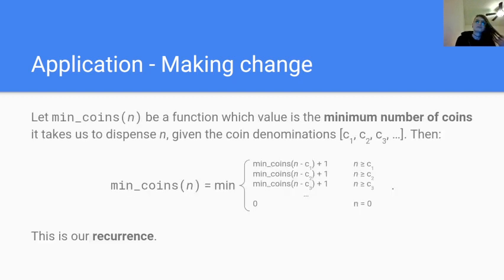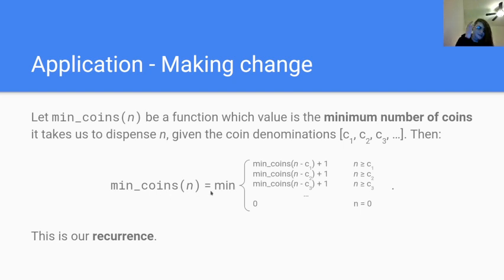All right. So here's our first step. You remember, it is to define a recurrence and then build the table to materialize the recurrence. So here's the recurrence. This is going to define a sequence. The min coins of n. So we have a whole sequence of these values, one for each n. Let min coins of n be a function whose value is the minimum number of coins it takes us to dispense n cents of change. So the value of this function is the minimum number of coins we need to dispense n cents of change, given the coin denominations C1, C2, C3 up to C sub k. Basically all the coin denominations.